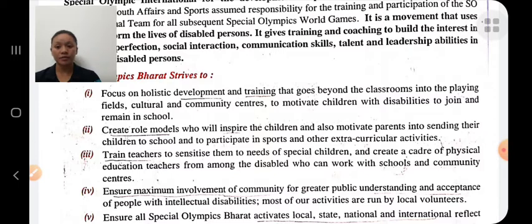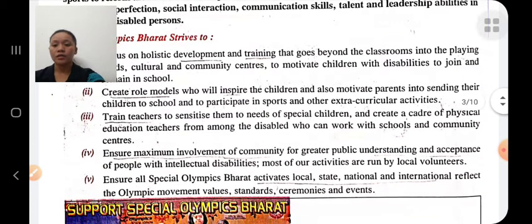Train the teachers, to sensitize them to the needs of special children. Special Olympics Bharat also gives training to the teachers so that they know the needs of special children, and creates physical education teachers from among the disabled who can work with schools and community centers. It also ensures maximum involvement of the community for greater public understanding and acceptance of people with intellectual disability.